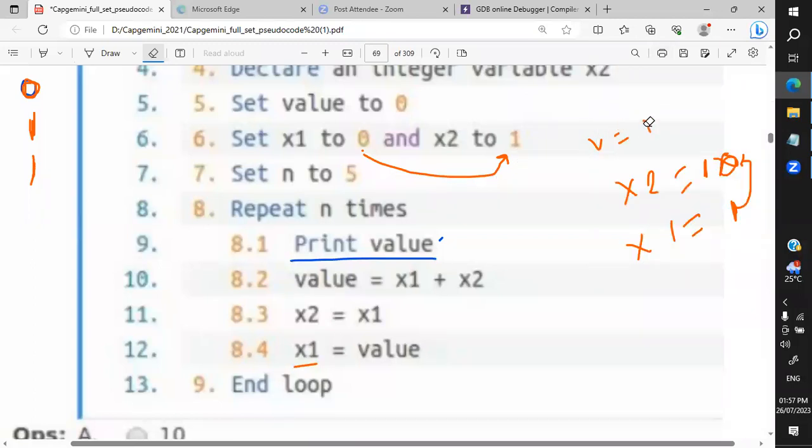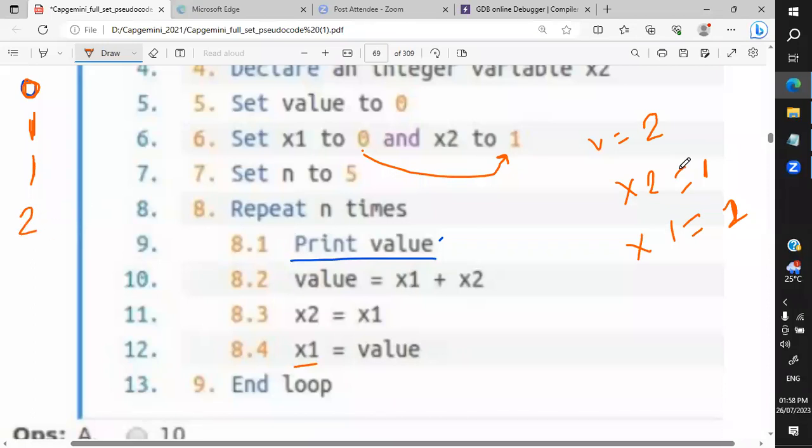Okay, so now we are adding x1 plus x2, which is 1 plus 1, which is 2. So I'll write that it is 2. After that, what will happen? Again, x1 is copied into x2. That means 1 is copied here, so it will become 1. Now x1 equal to value, that means this will become 2. If you observe, value is 2 now. It goes back, print value. It prints 2.